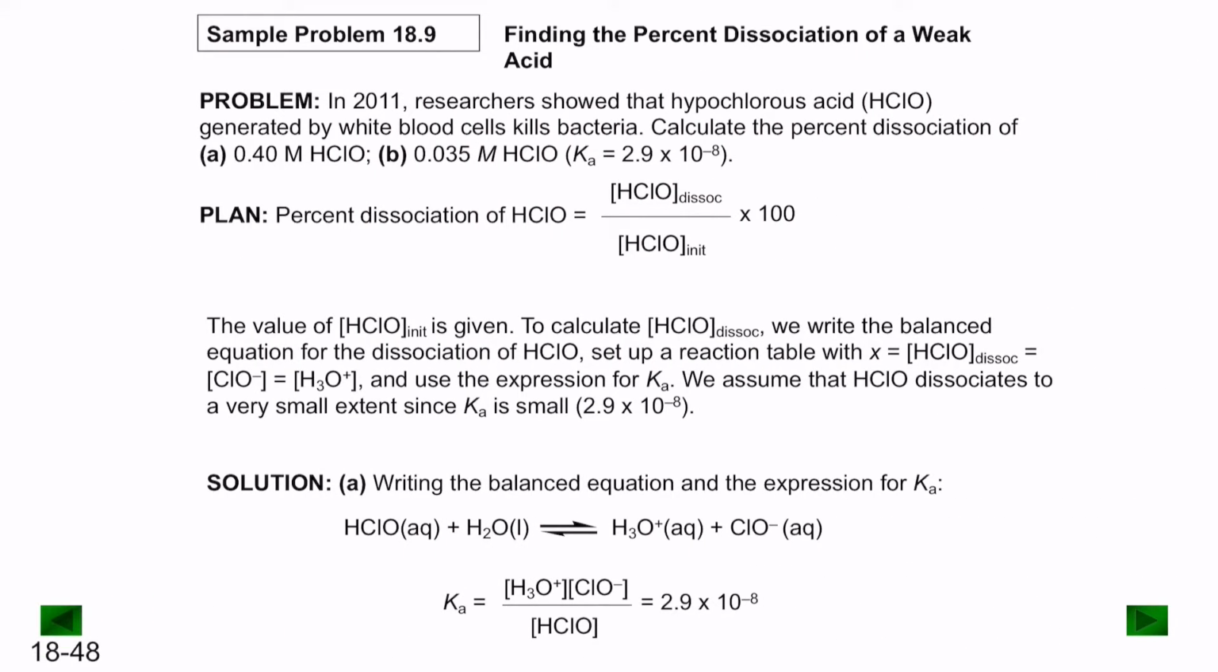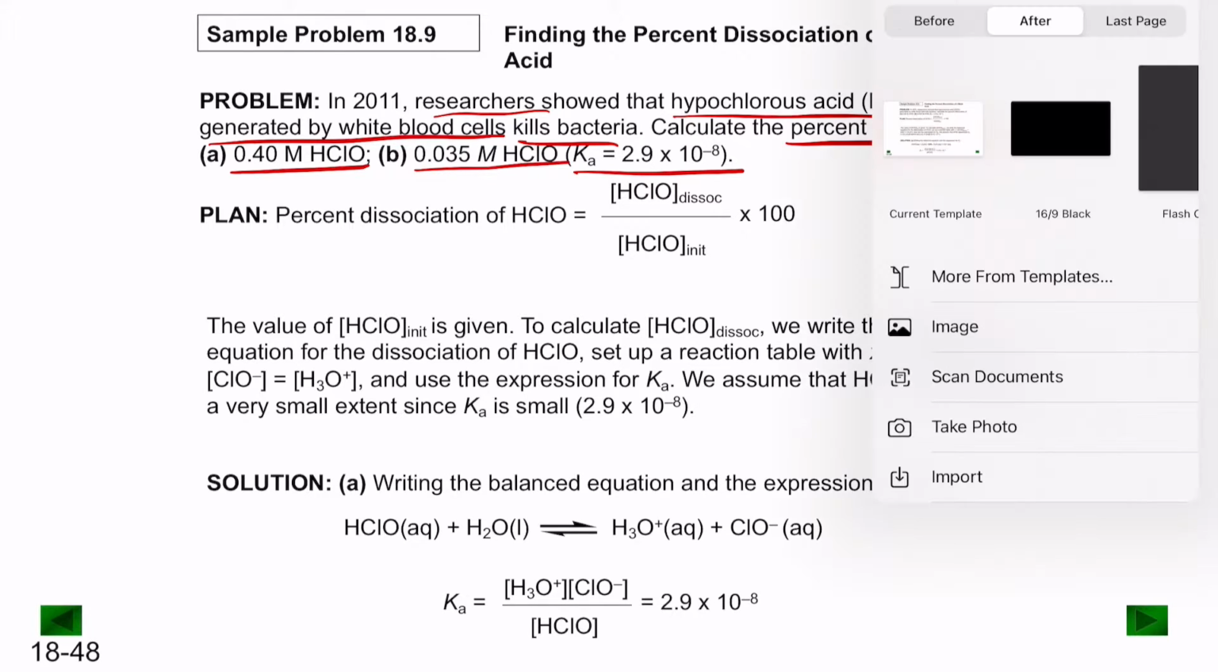So let's take an example problem right here. In 2011, researchers showed that hypochlorous acid generated by the white blood cells kills bacteria. Calculate the percent dissociation of 0.40 M HClO and 0.035 M HClO with a Ka value of 2.9 times 10 to the power negative 8. So what is the formula for percent dissociation?